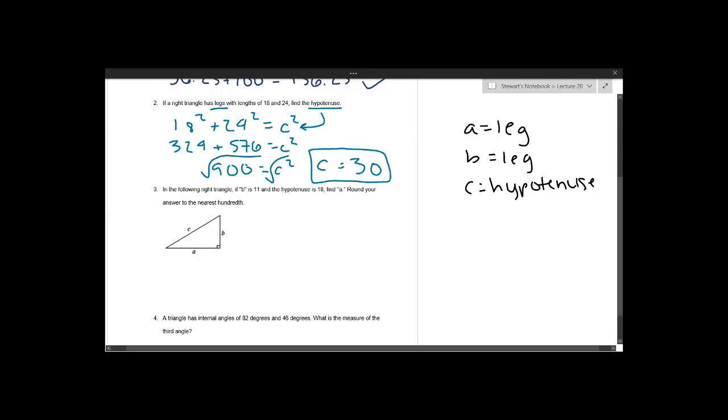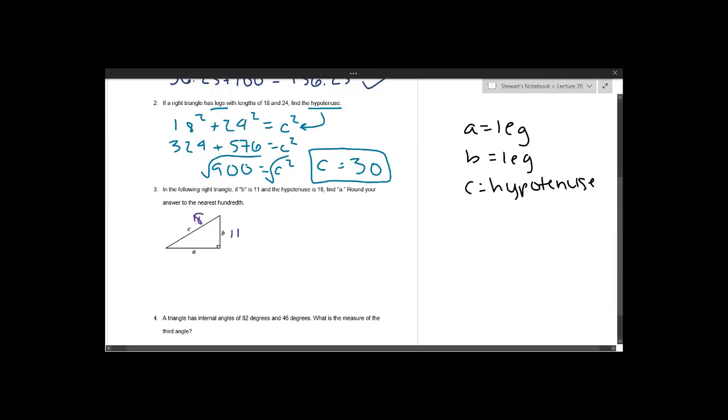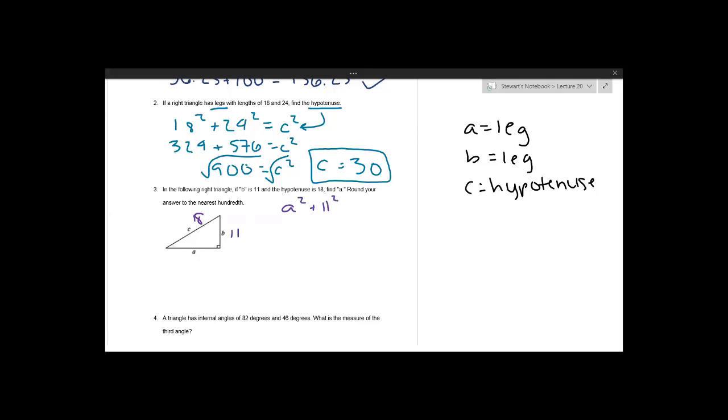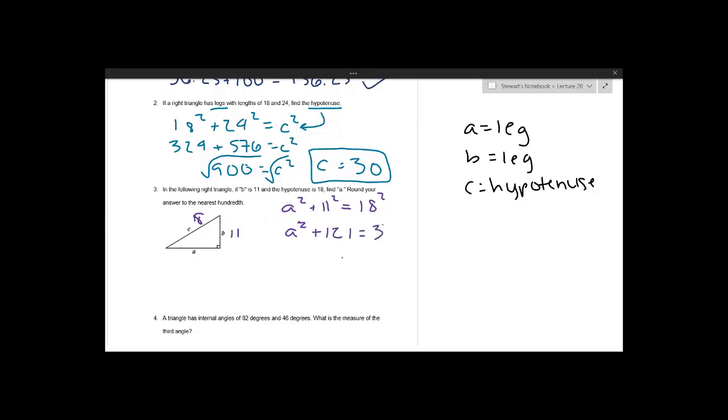So we know that B is 11 and C, or the hypotenuse, is 18. So what we have now, we don't know what A is, so we just have A squared plus B squared, which would be 11 squared, is equal to 18 squared, because C is equal to 18. Okay, so now we have A squared, 11 squared is 121. 18 squared is 324. Okay, so now we are going to solve for A, we're going to subtract 121 from both sides.